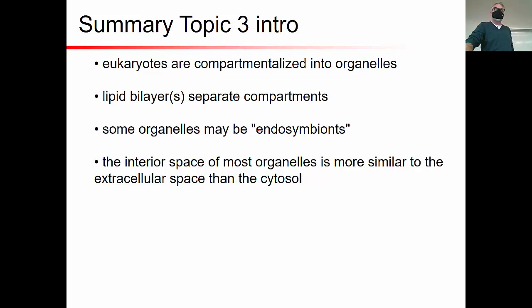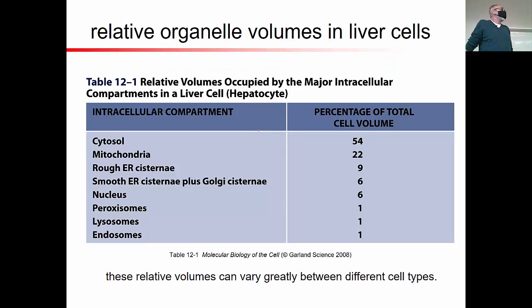So, just to give you an idea, these are generalizations, but if you're looking at the percentage volume of just an average, this is looking at a liver cell. So most of it is cytosol, okay, that's most of the volume, followed by mitochondria, and then working our way down.